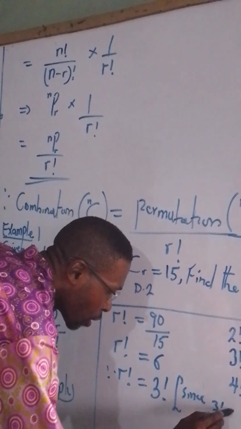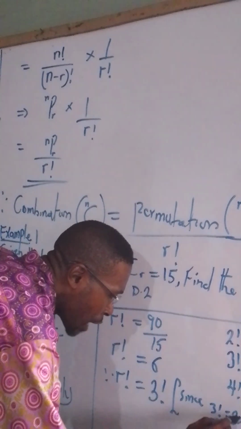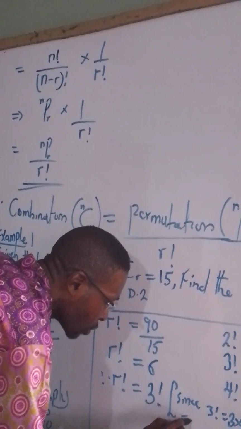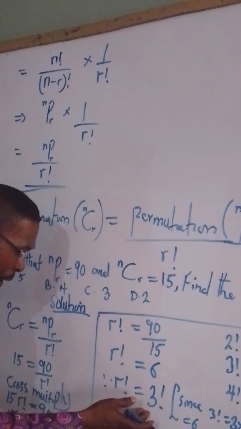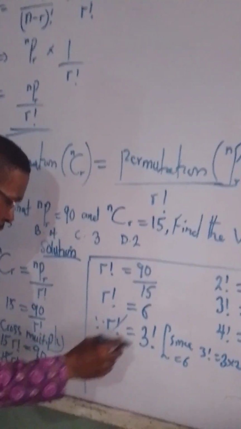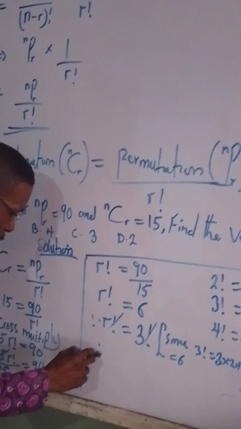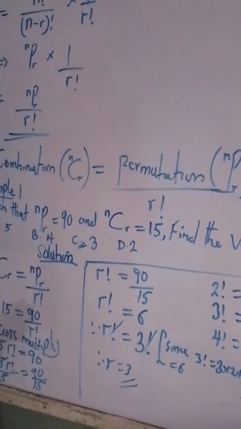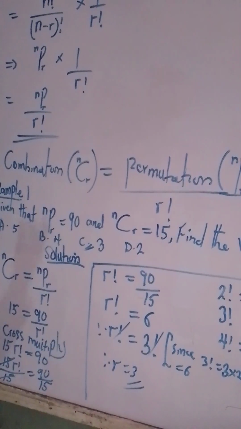3 factorial is equal to what? 3 times 2 times 1, which gives us 6. So that is why this one is combined. Now we have to cancel the factorial. Therefore, r is equal to 3. That is option C. Let's move to example 2.